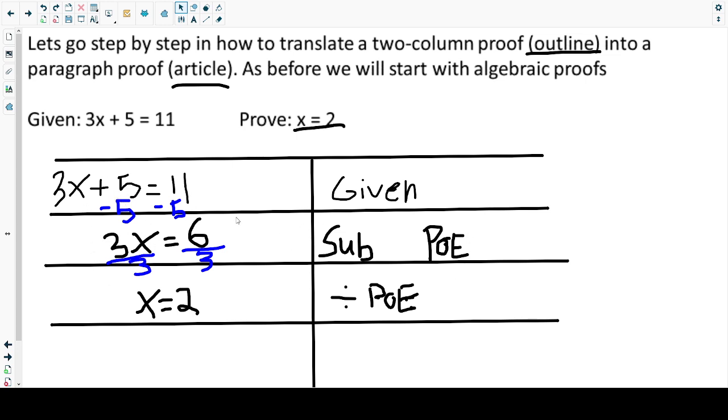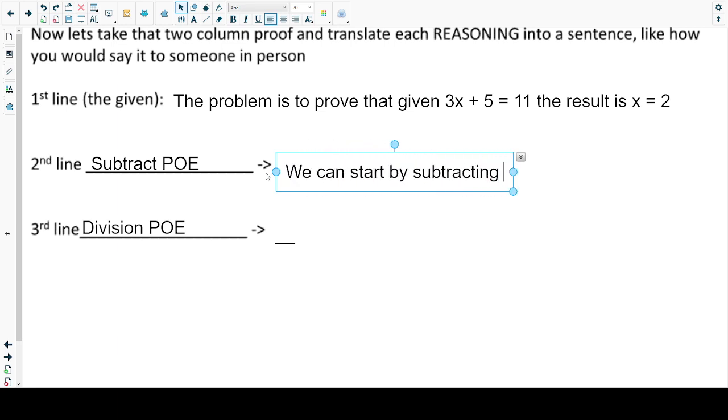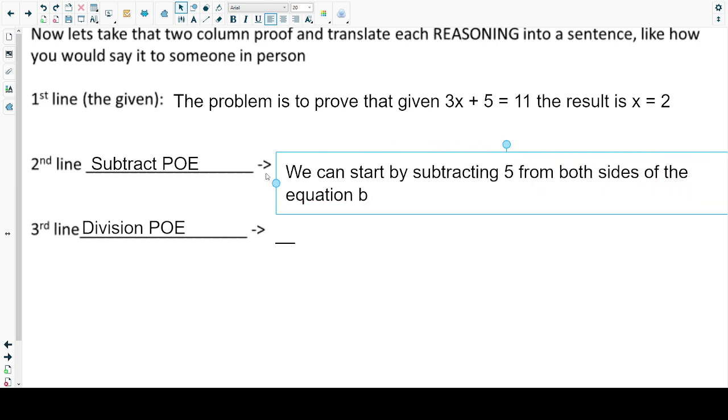So what did we do? We subtracted 5 from both sides. Why? Because the subtraction POE says we can. What did we end up with? 3x equals 6. And that's exactly what we're going to write down. So we're going to say we can start by subtracting 5 from both sides of the equation by the subtraction POE, or you can say because of the subtraction POE, or you can say using the subtraction POE. There's a few ways you can state what the rule is, which results in 3x equals 6.